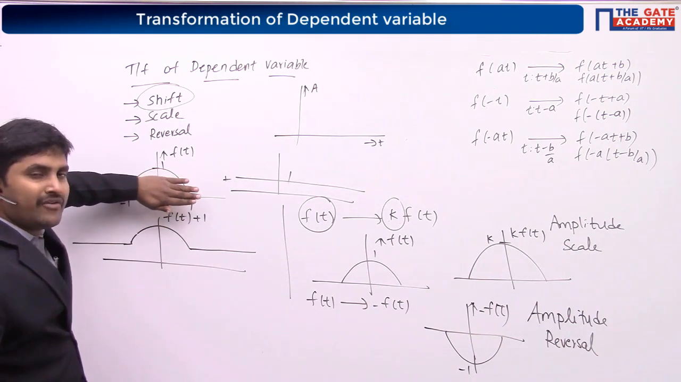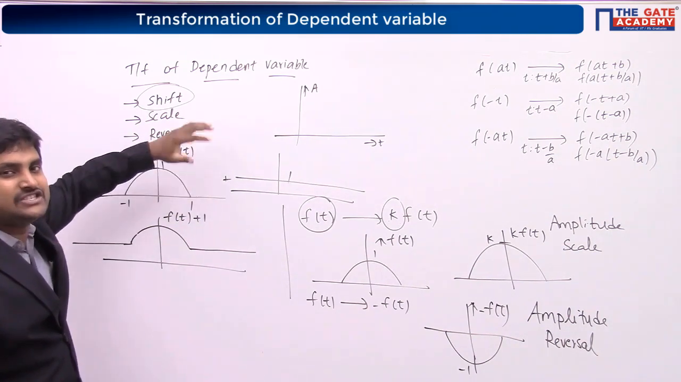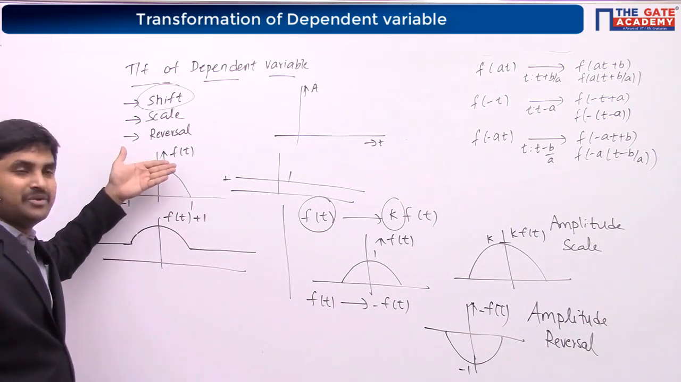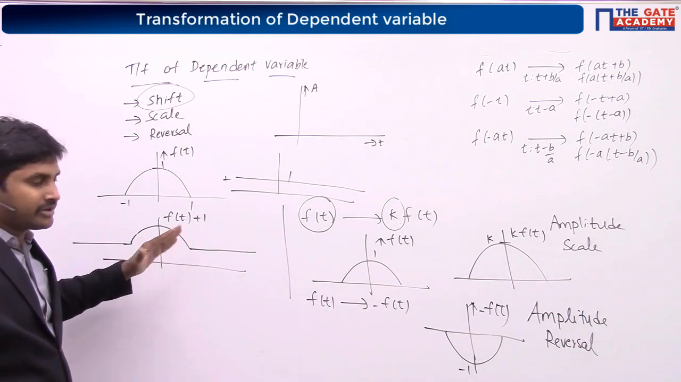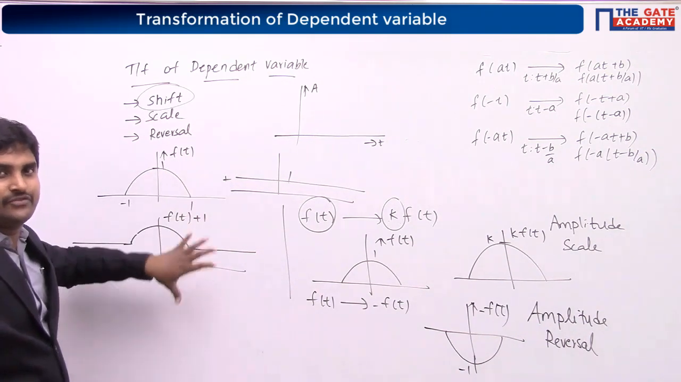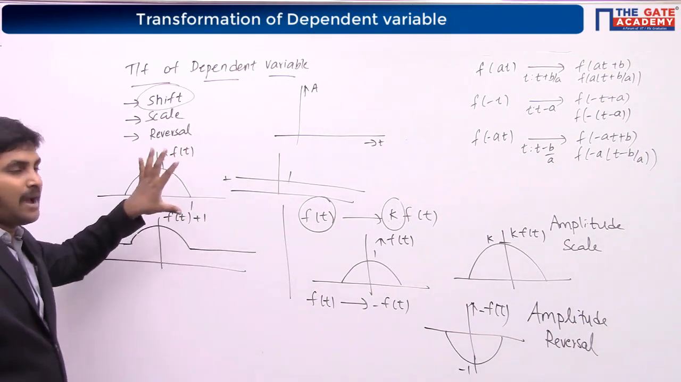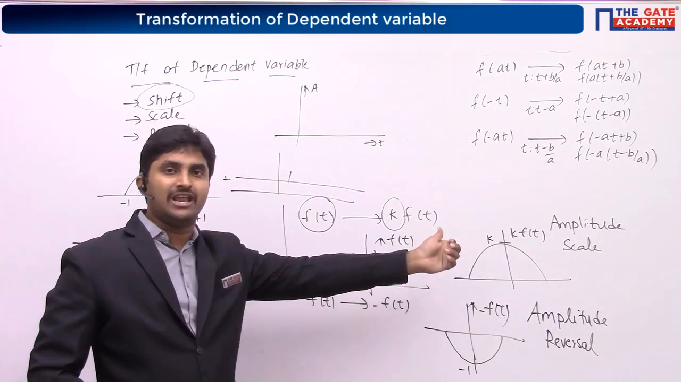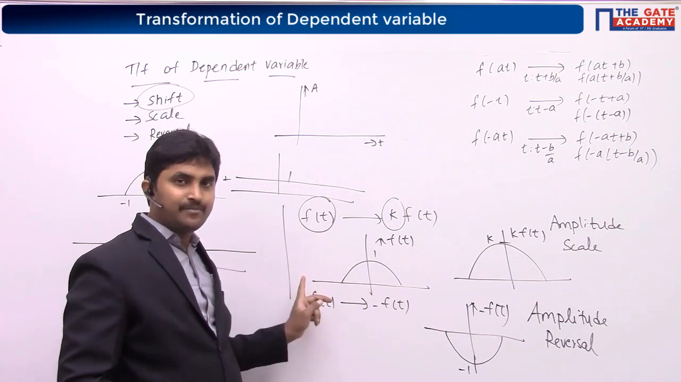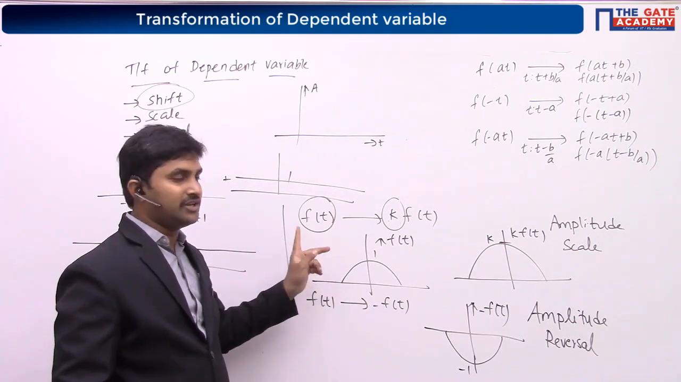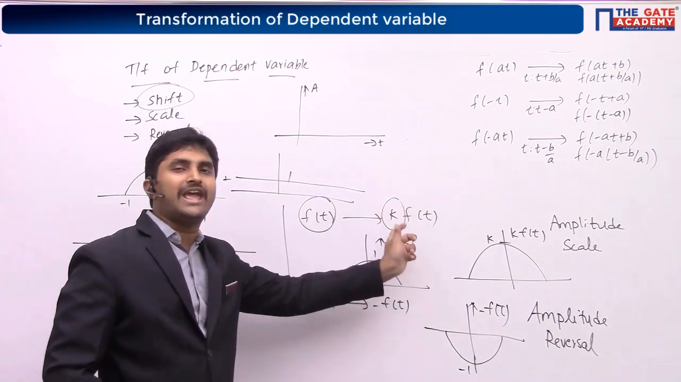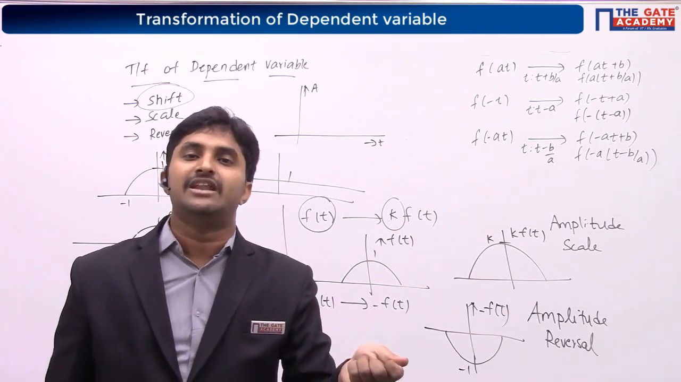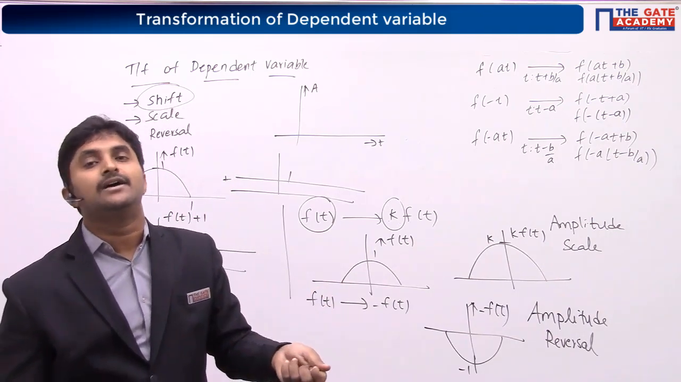The signal will be moving up when you are adding the DC component. When you are subtracting the DC component, then the information is going to move down. This is what we call the amplitude shift operation. Amplitude scaling means what? Whatever amplitude you are having, the signal itself is your amplitude. So if you are multiplying the amplitude with a scaling parameter, that is what we call the amplitude scaling.